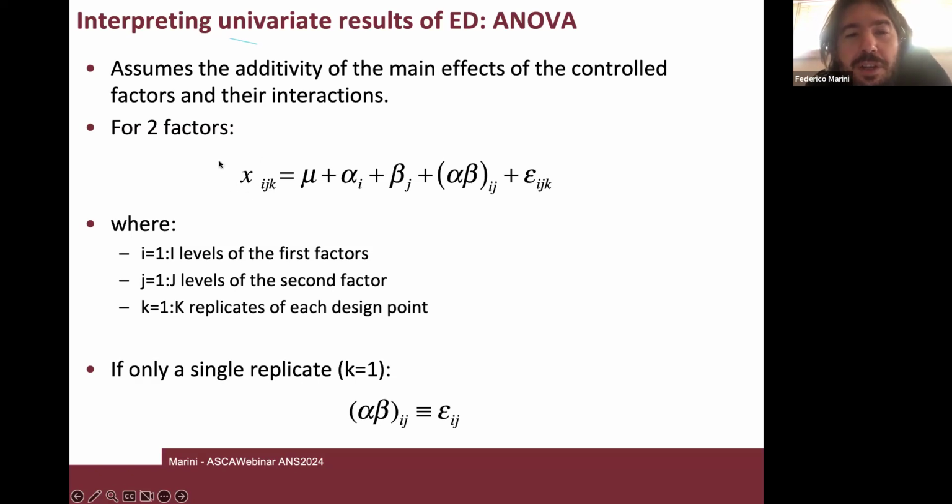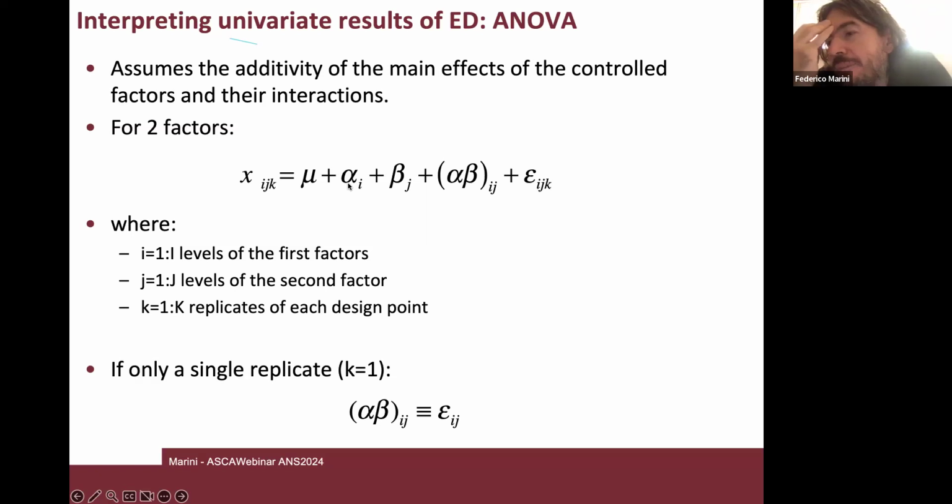Then the signal that I observe can be partitioned according to a general offset. This is what here is summarized by the letter mu. A contribution that accounts for the variation of the signal depending on the fact that I am changing the value of factor 1, so this alpha i. An additional contribution with respect to the general offset depending on the fact that my second factor is at the level j. A possible further contribution with respect to this, that we call the main effect of the factor, related to the fact that there is a possible interaction between the 2 factors that I'm controlling, this alpha beta ij. And then this would be my model.